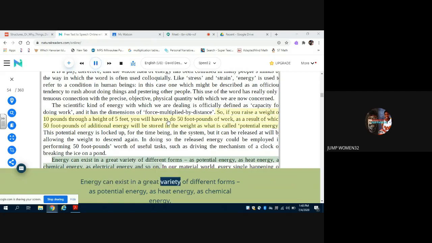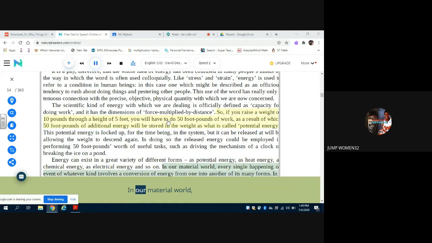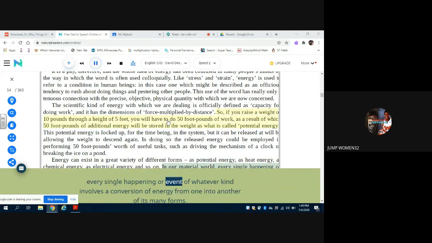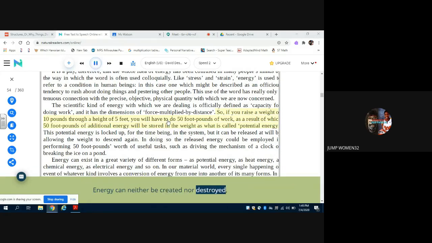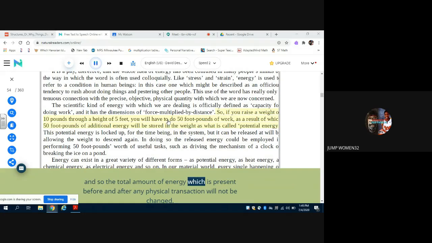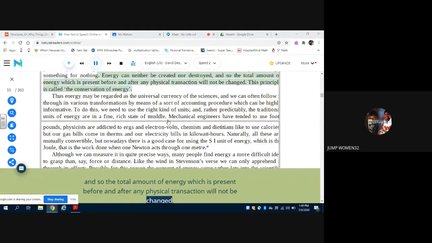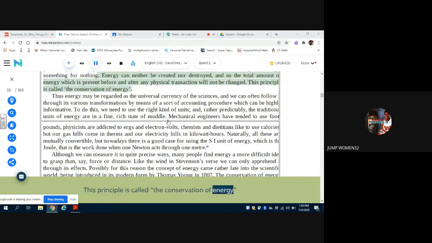Energy can exist in a great variety of different forms, as potential energy, as heat energy, as chemical energy, as electrical energy, and so on. In our material world, every single happening or event of whatever kind involves a conversion of energy from one into another of its many forms. In a physical sense, that is what happenings or events are about. Such transformations of energy take place only according to certain closely defined rules, the chief of which is that you can't get something for nothing. Energy can neither be created nor destroyed, and so the total amount of energy which is present before and after any physical transaction will not be changed. This principle is called the conservation of energy.